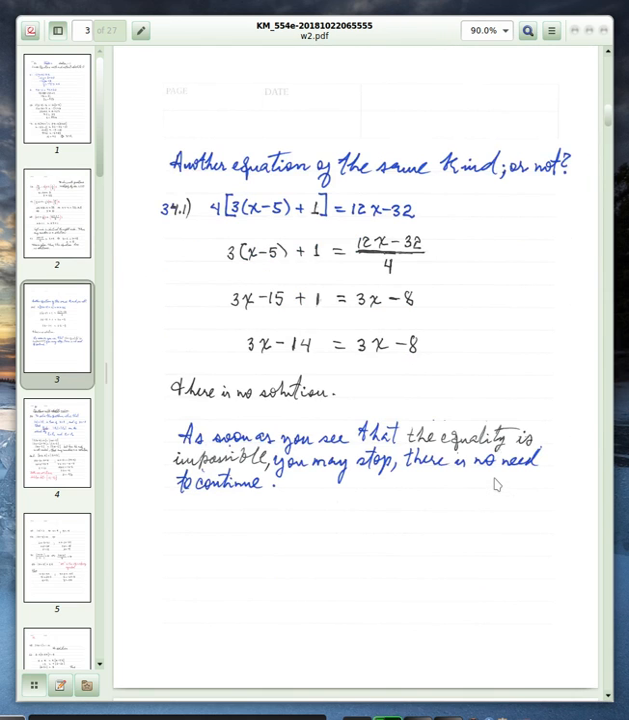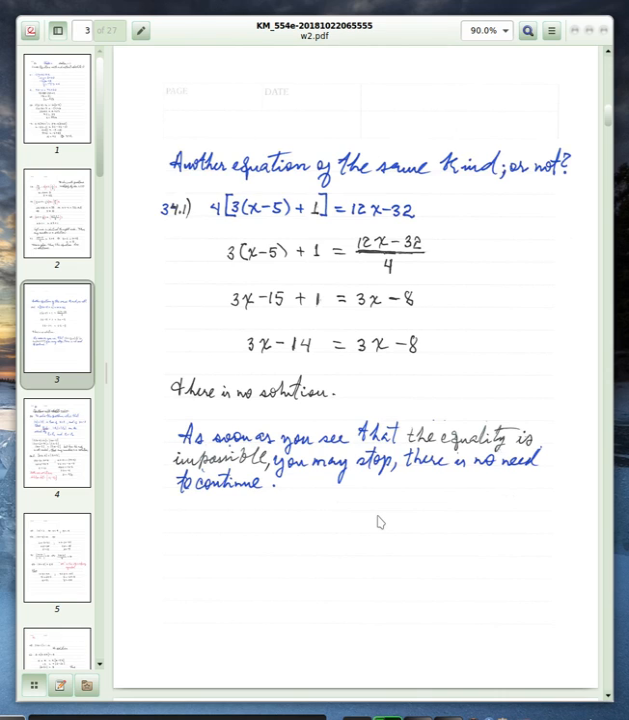Here we have 34.1. Point 1 usually means I change the question a little bit. You can follow the steps and you will get no solution for this equation. And here is a note, same as I was telling you: as soon as you see that the equality is impossible, you may stop, because there is no need to continue, because there is no solution.